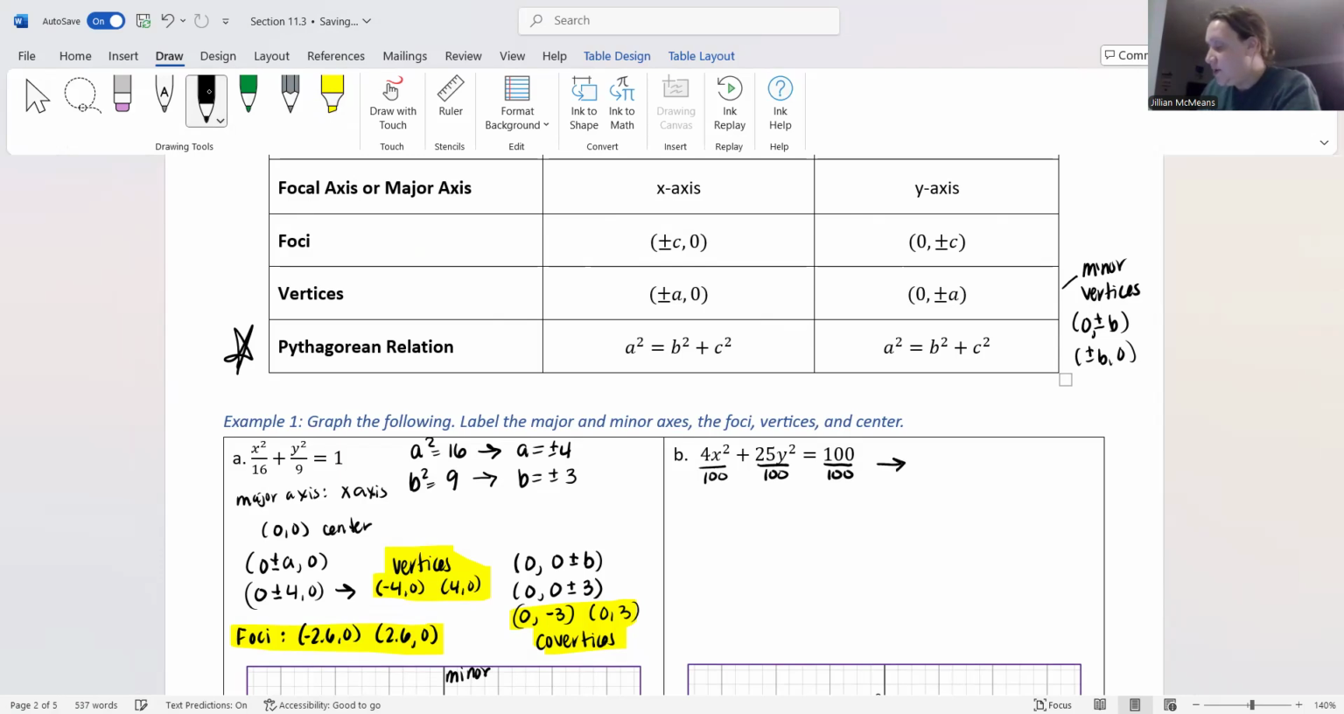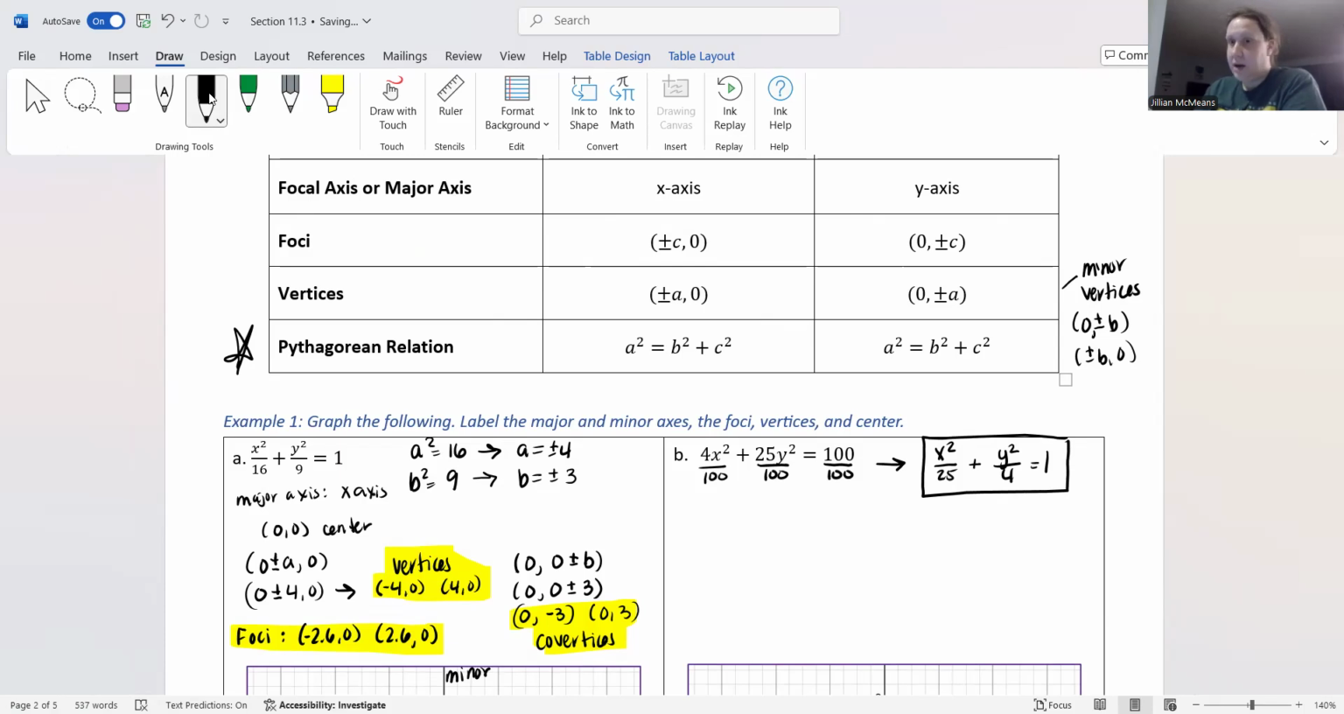So this is really going to be 4x squared divided by 100. 4 will go into 100 25 times, so we get x squared over 25. For 25y squared over 100, 25 will go into 100 4 times, so we get y squared over 4. And then 100 over 100 is the 1. So we have to do a little bit of work to get this into that kind of standard form where we know how to work with it.